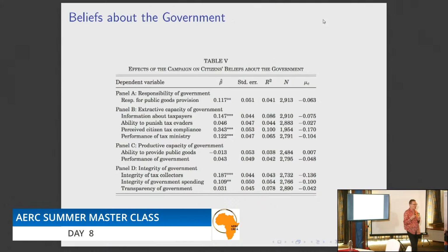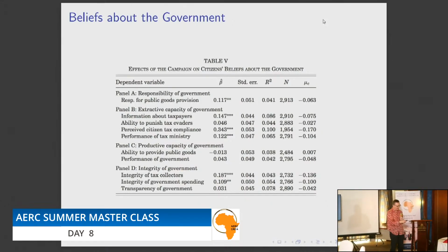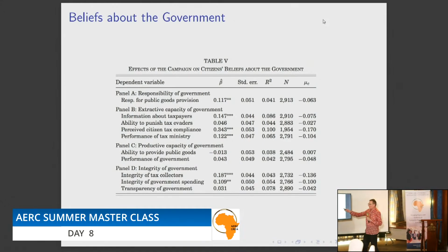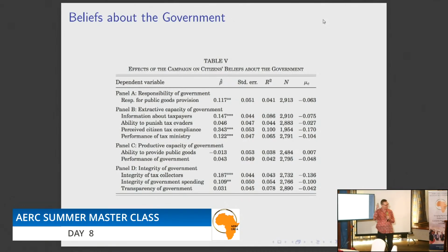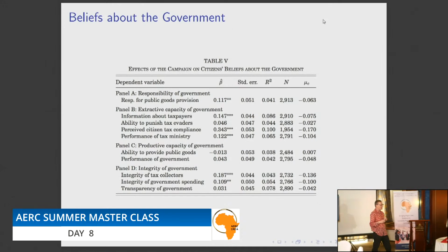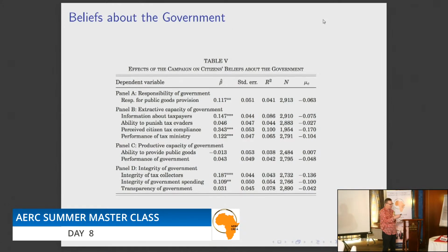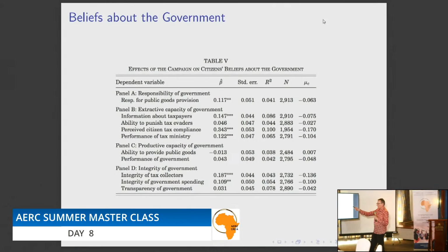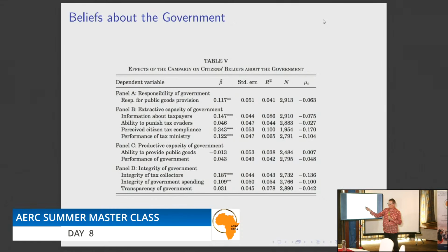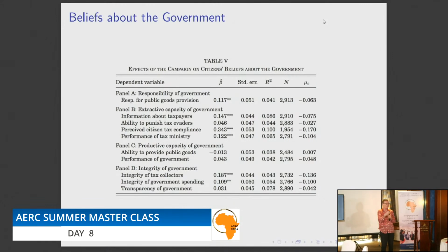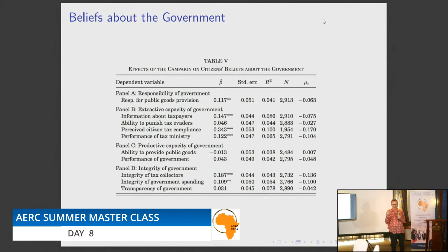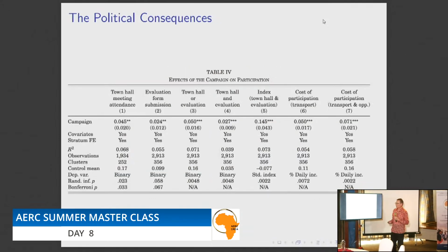The ability to punish tax evaders, they don't change that. It's a very specific intervention. You could think of different interventions, but they don't change their opinion about the ability of the government to punish tax evaders, which was basically zero and remains zero. But they think the government has more information about taxpayers. That makes sense, right? Now these people went around the neighborhoods registering people, so it makes sense that the government knows more about taxpayers. And somehow it increases your perceptions of other people's tax compliance. I guess maybe you see your next door neighbor paying, or you hear that somebody paid, or they were talking about, I paid my property tax the first time. Did you see those guys in the neighborhood? So this is pretty interesting as well.